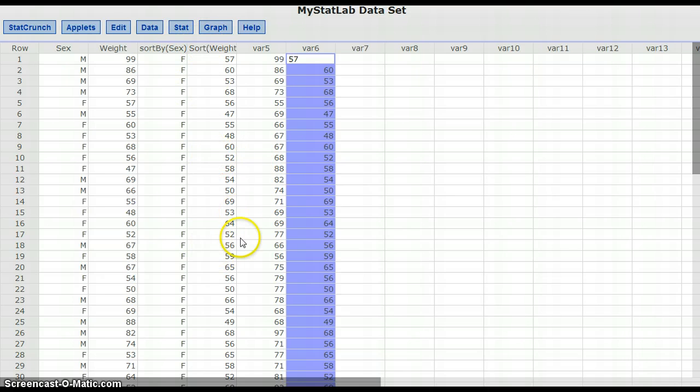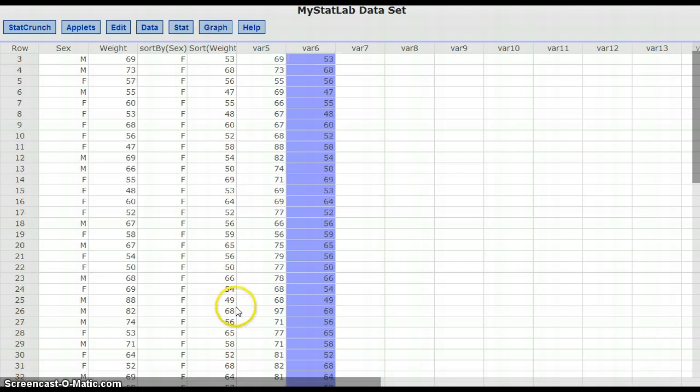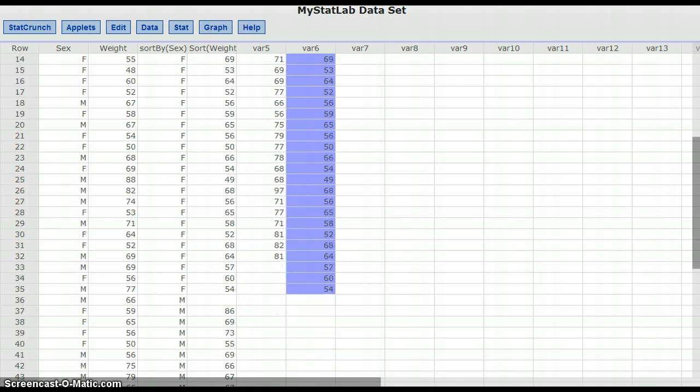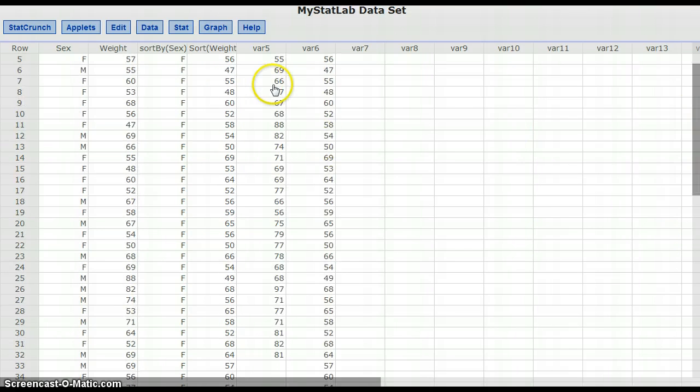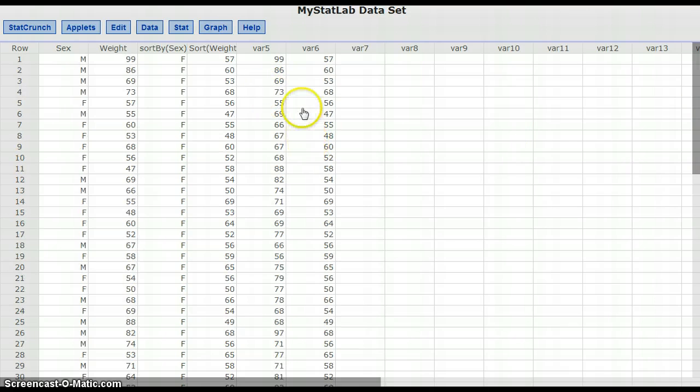And the bad thing is it put all the female first and then all the male second, so I still need to be able to find the mean and standard deviation of these groups. So I highlighted all the males, hit copy, and then hit paste. So I copied them and pasted them in a new column, and then did the same thing with the females. So that's what I've got here. Var 5 and var 6 are just the male and female weights because I need to find the mean and standard deviation of these. Really, I just need to find the standard deviation.